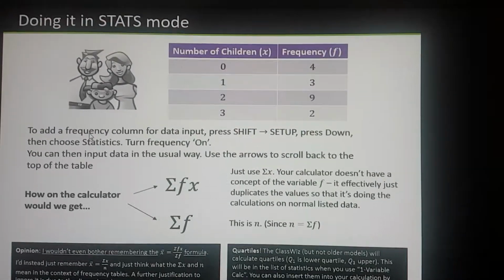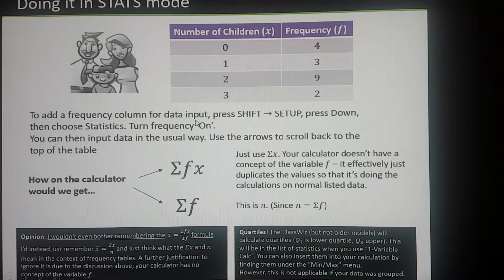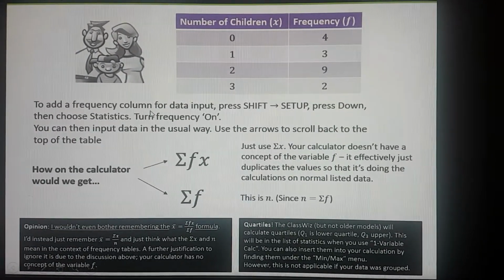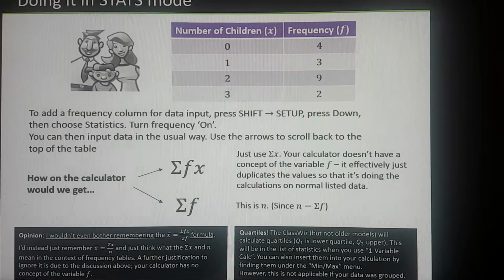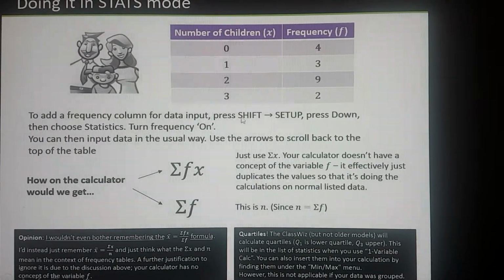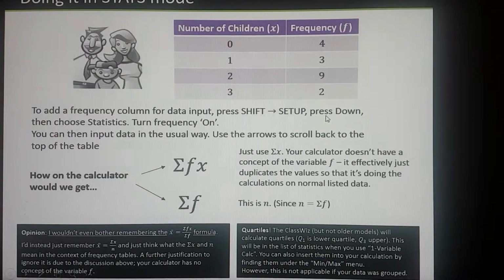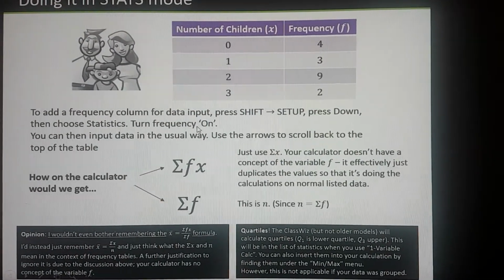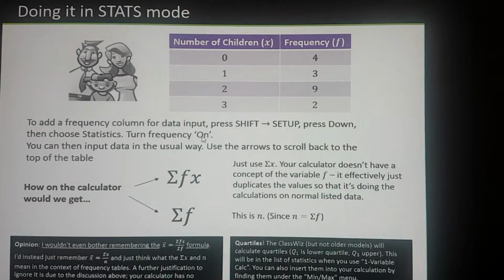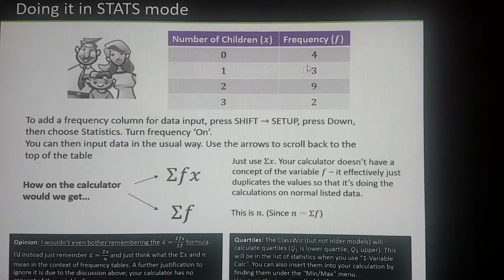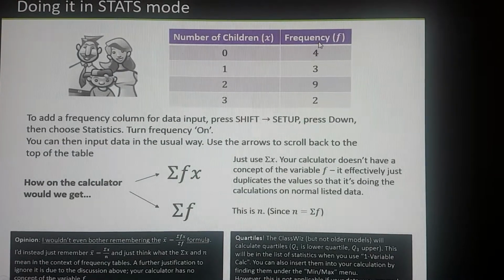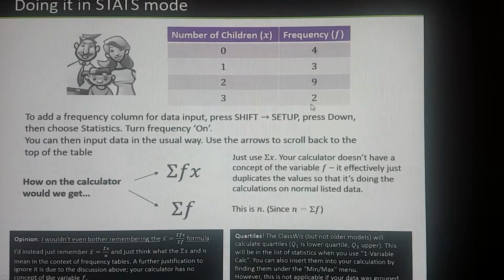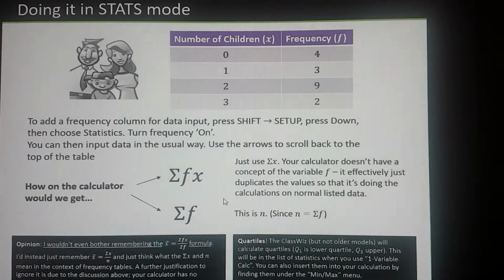If you want to use the calculator, or you should use the calculator, sometimes the frequency column is not already in your calculator. So what you need to do is press shift setup, then you go down, you choose statistics, then you turn the frequency on, and I advise you to always leave it on, because even if they don't tell us what the frequencies are, it automatically registers them as 1 if you don't fill them in.